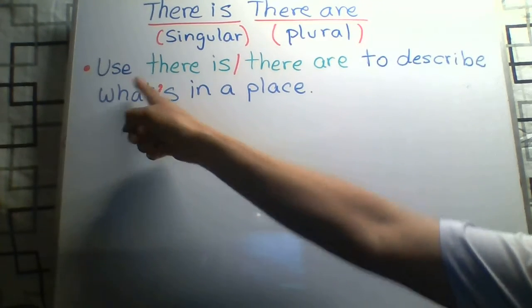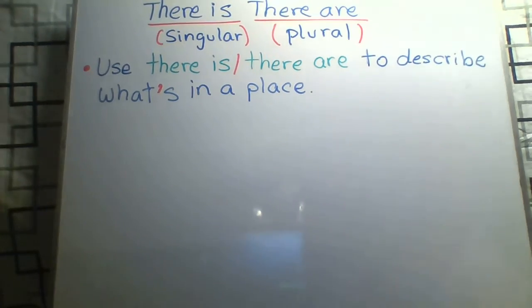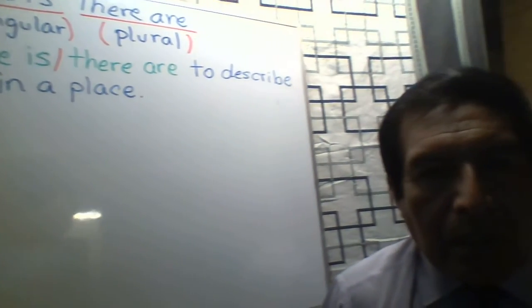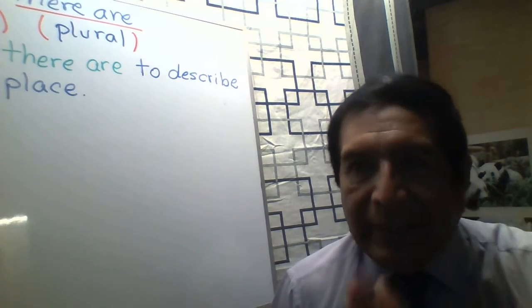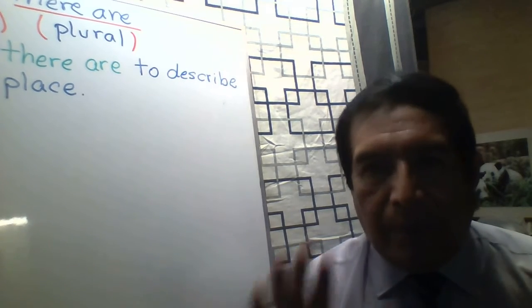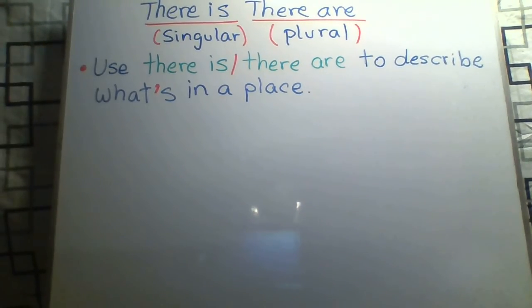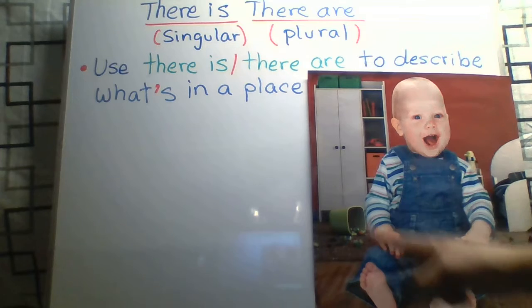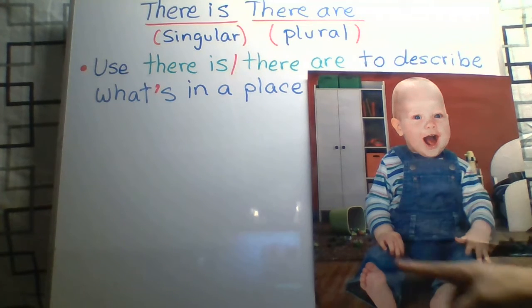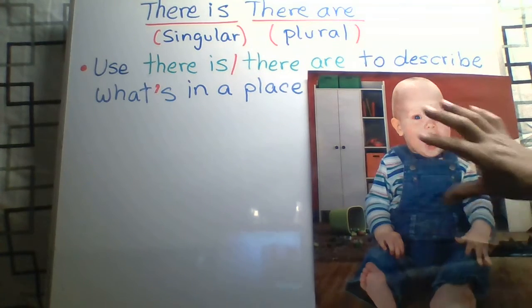So the description says use there is or there are to describe what's in a place. For example, you have to look at this picture and you are going to say what there is and what there are. But first, look at the picture. Oh, a baby. So, what can you see on the picture? You are going to describe what you can see on the picture.